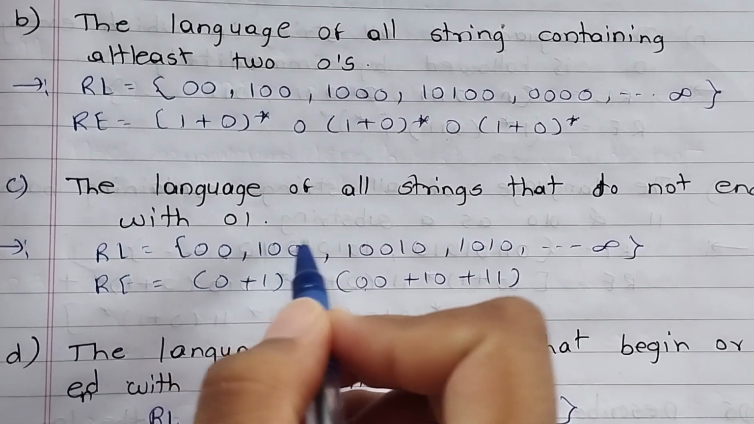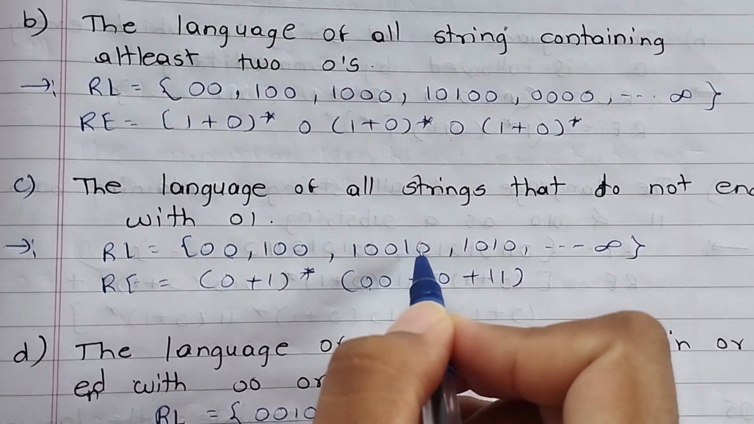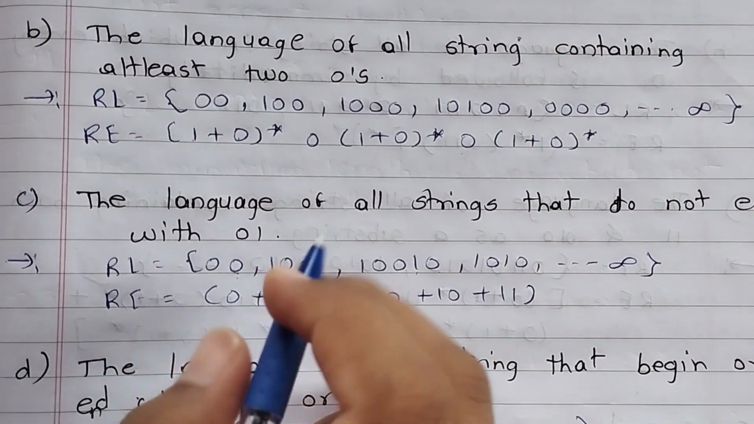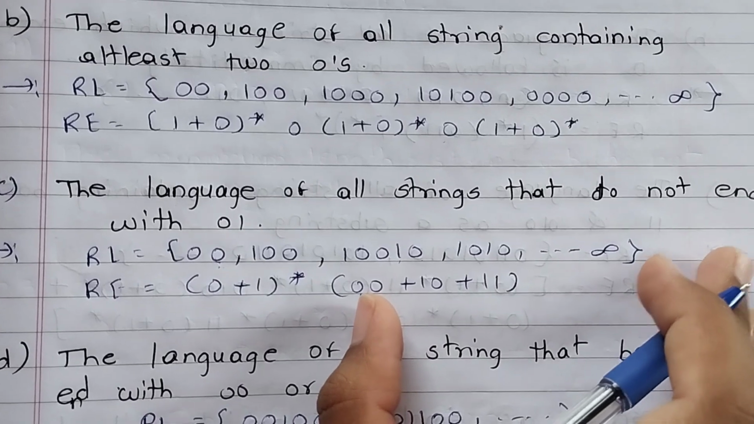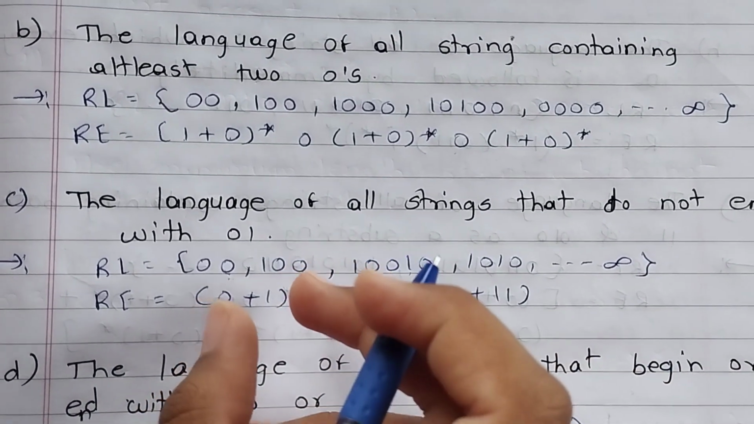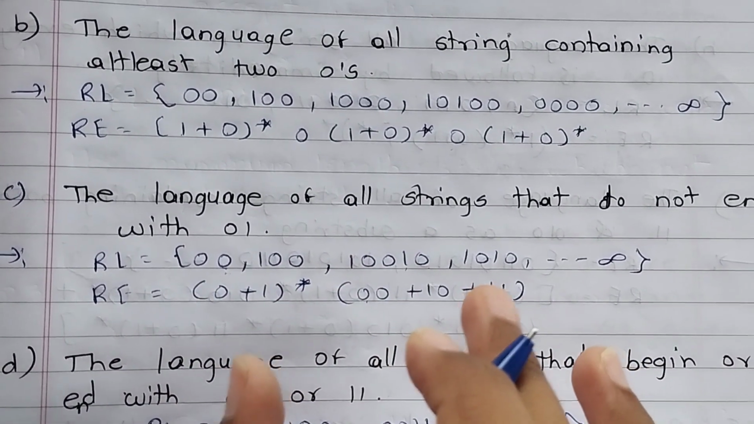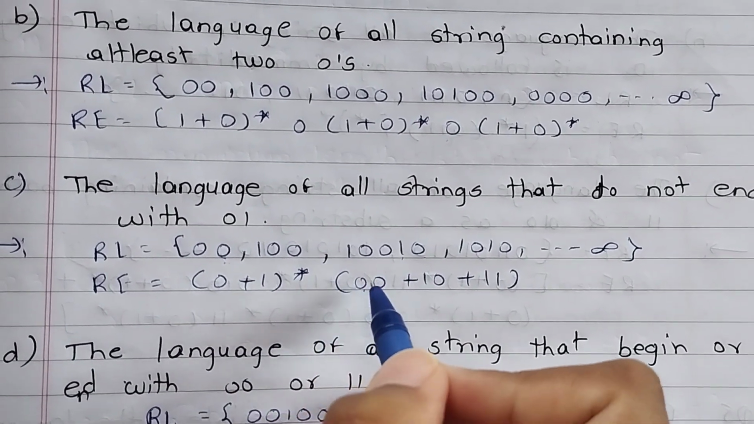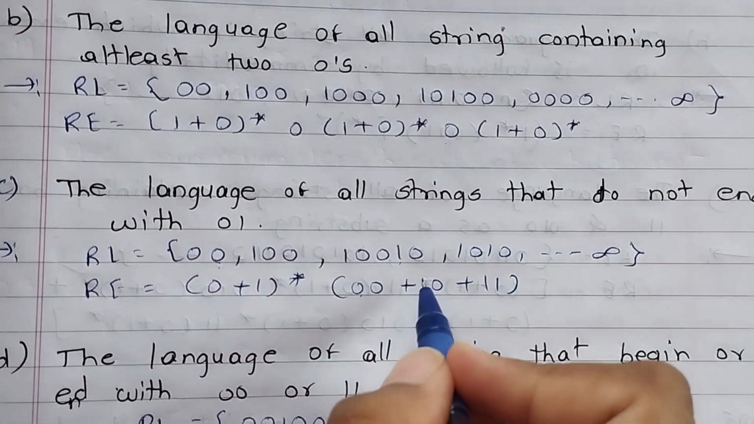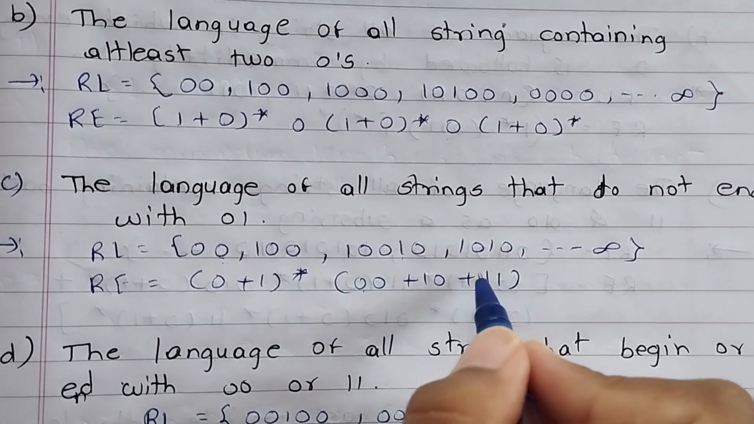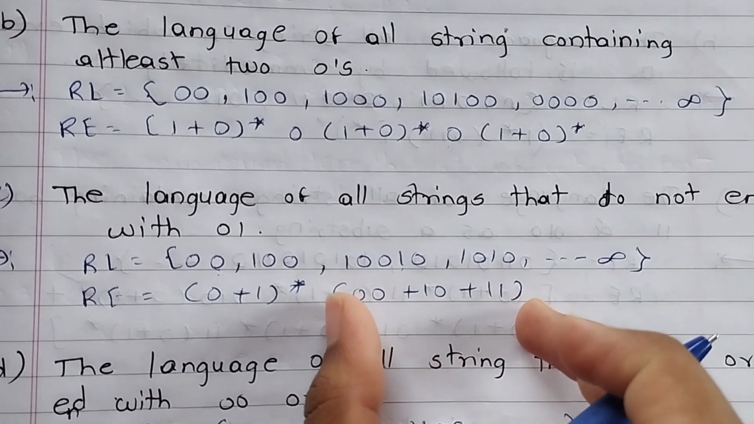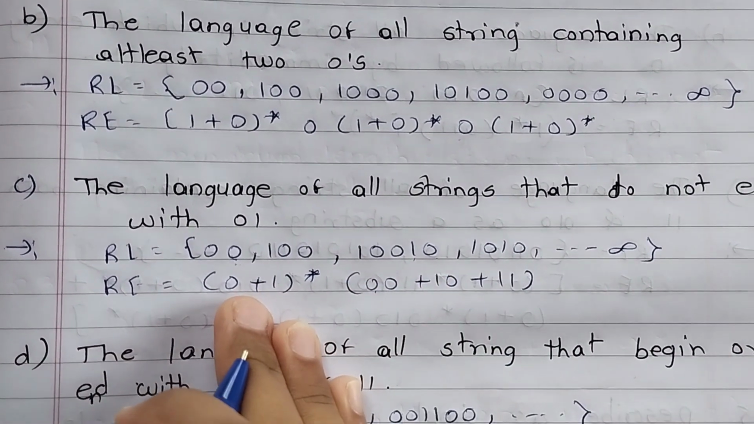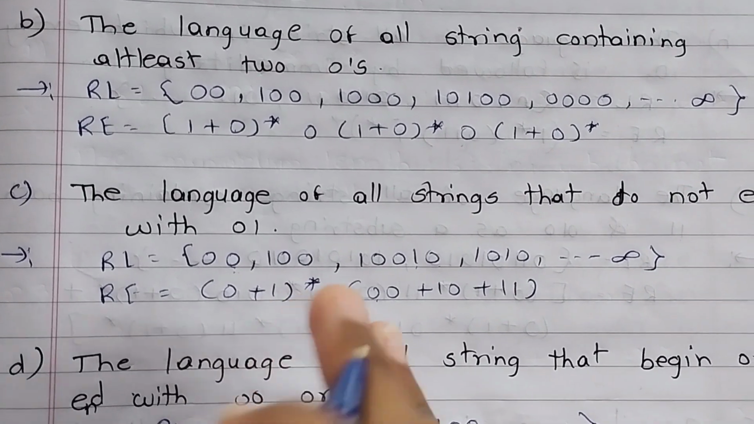Then 100, 10 ends with 10, here it ends with 00. Any string can be allowed, but a string which contains 01 at the end is not allowed. So here are the three possibilities: this string can end with 00 or 10 or 11, but 01 is not allowed. So for that we write one bracket. Then in front of this string, any combination of 0 or 1 is allowed.